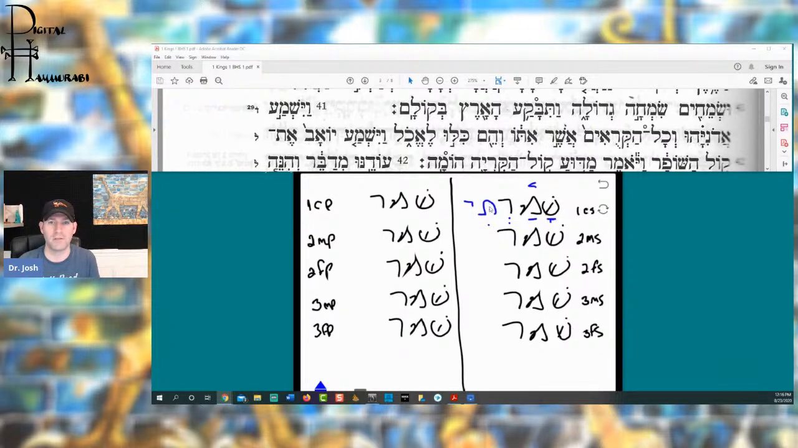So you don't have shamarti, you have shamarti. Notice the kamets, patach, kamets, patach, shamarti. That's an accent mark. I'm trying to squeeze all this in here. That's the accent there. So shamarta, shamarta, shamarti, shamarta. Again, ti, first common singular. Ta, second masculine singular.